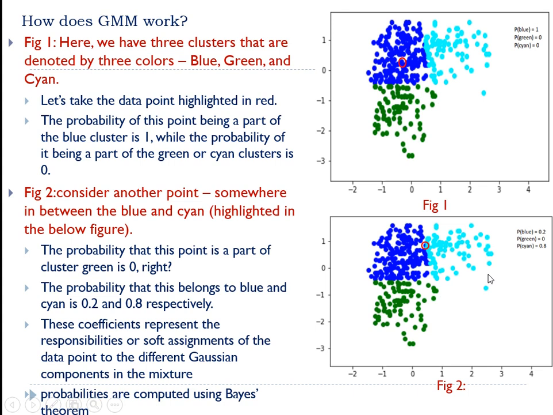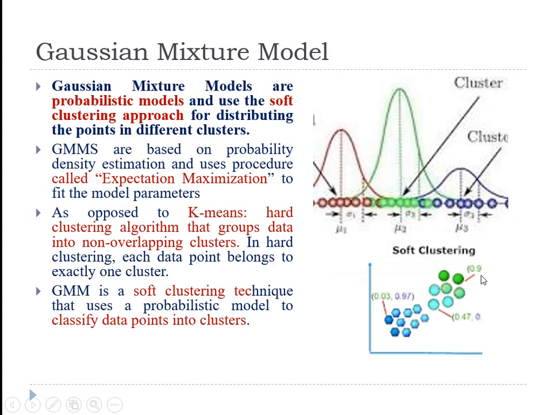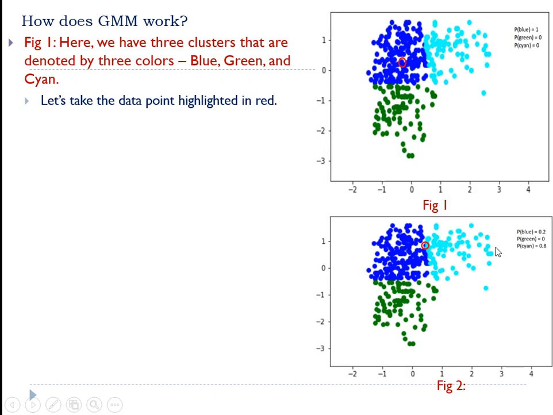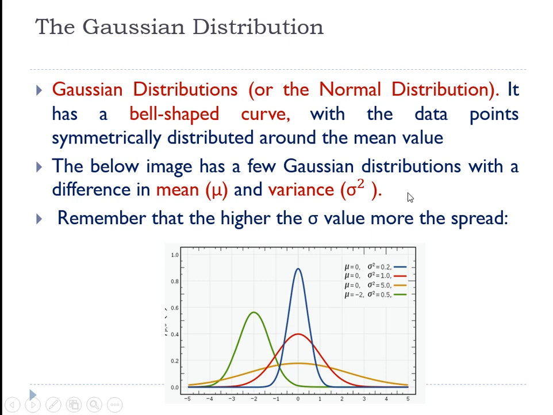Now, just a quick revision: as I showed in the previous diagram, in a Gaussian mixture model, the clusters are modeled with Gaussian distributions. The Gaussian distribution was discussed in one of the previous videos. Just for a quick revision, a Gaussian distribution is also called a normal distribution. When the word Gaussian distribution comes to mind, you should think of a bell-shaped curve where the data points are symmetrically distributed around the mean value.